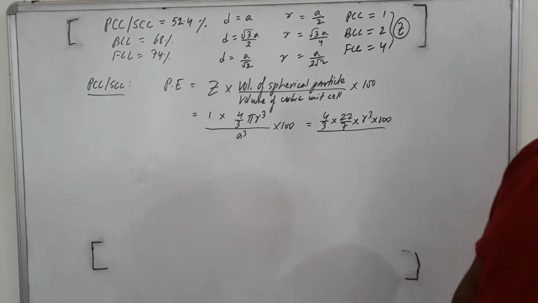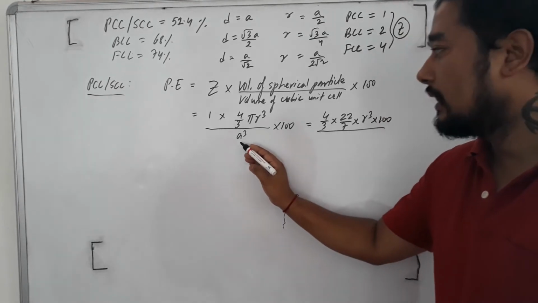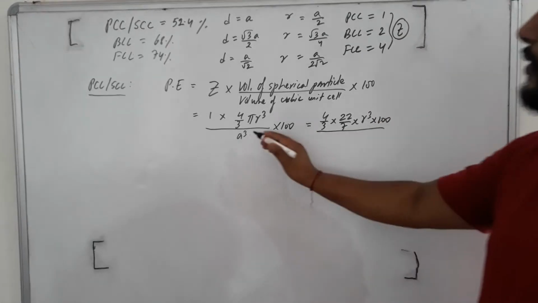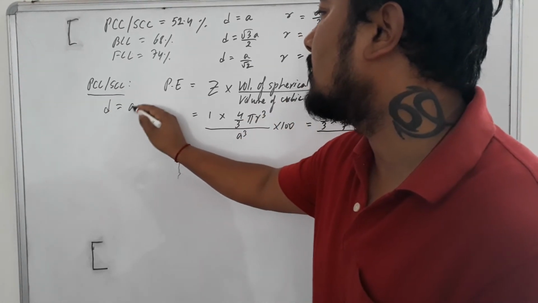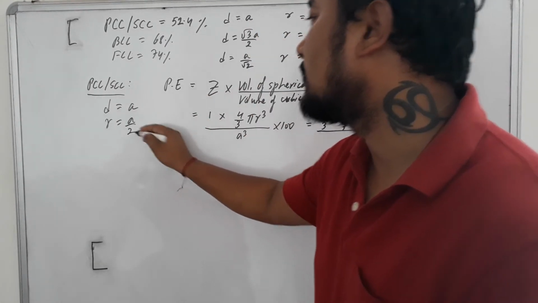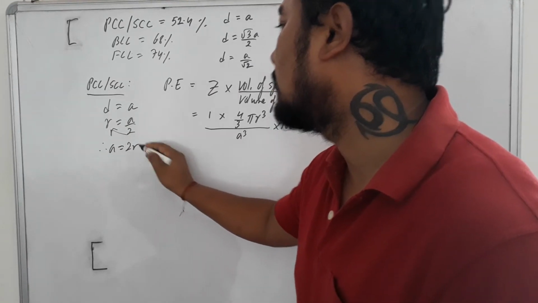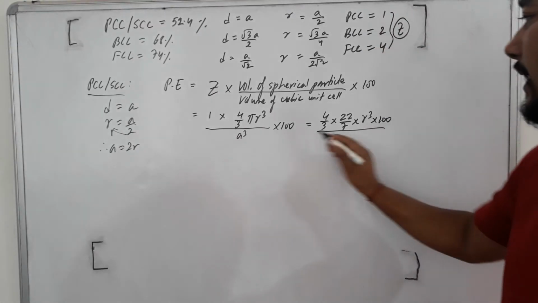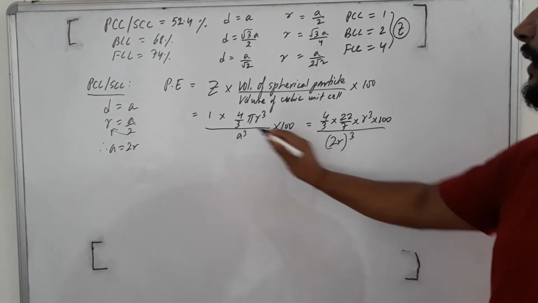Now what we have to do here, students, is find the value of A in terms of r. After we substitute A in terms of r, we can cancel the r above with the r below. To do so, you have to see the PCC distance formula. Distance formula for PCC is D equals A, and the radius will become half the distance. So if you cross multiply here, the A value will be 2r. That means A can be written as 2r. So I am going to replace this A with 2r whole cube, because here it is cube.